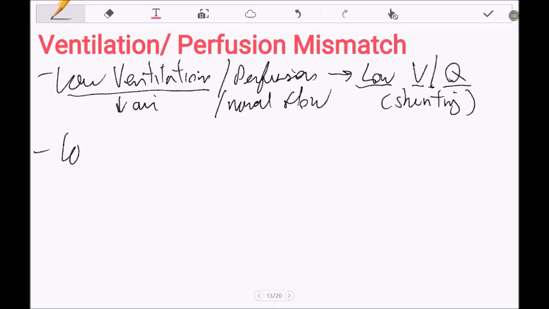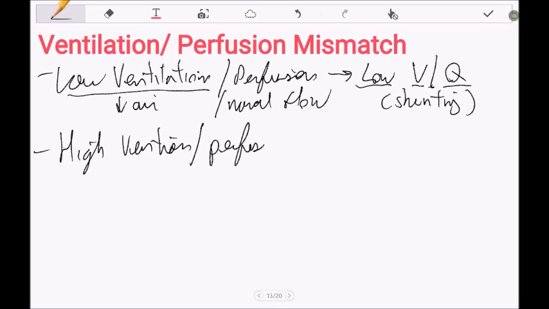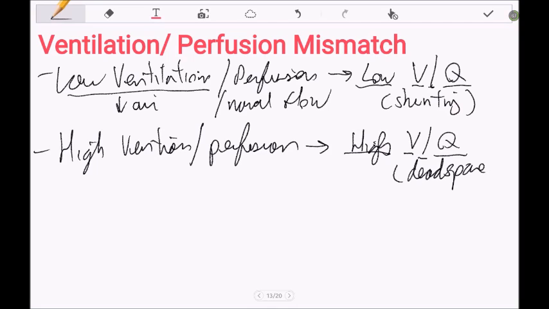Next, we have high ventilation compared to perfusion. This would be a high VQ, you guessed it, right? High ventilation compared to perfusion. This one is also called dead space. And there's high ventilation, there's a lot of increased air, but there is decreased perfusion, right?